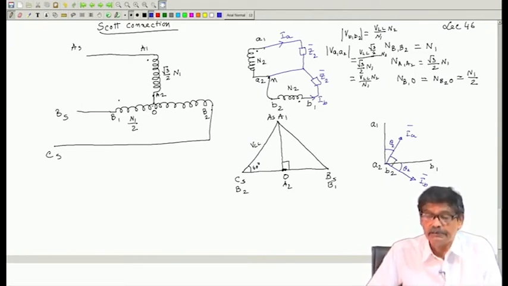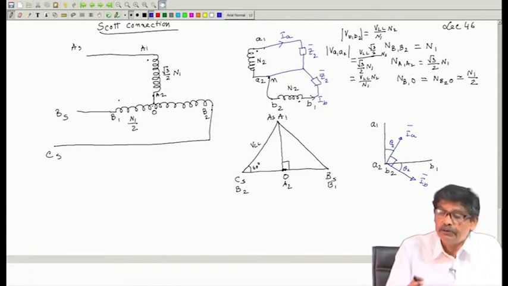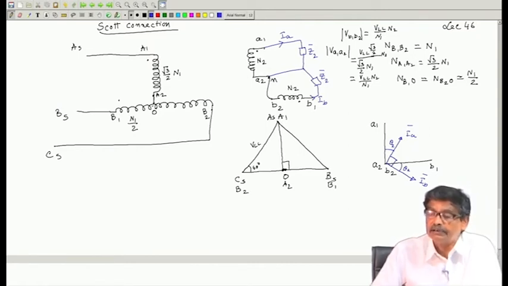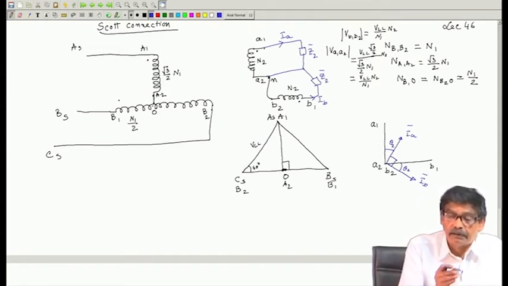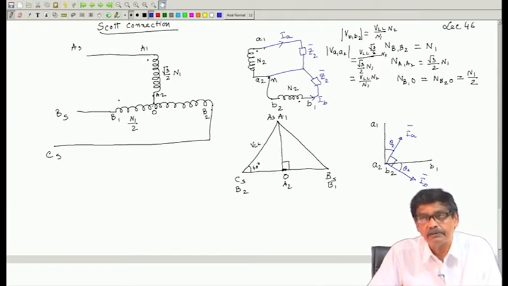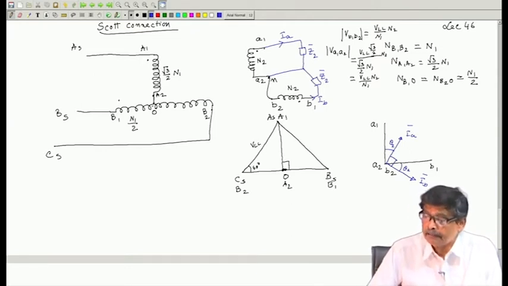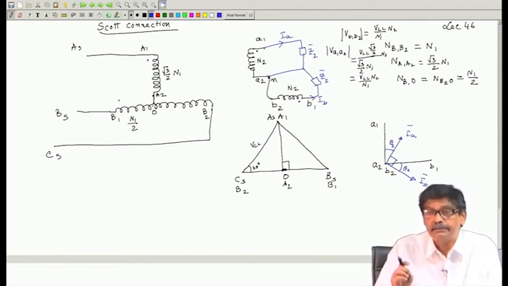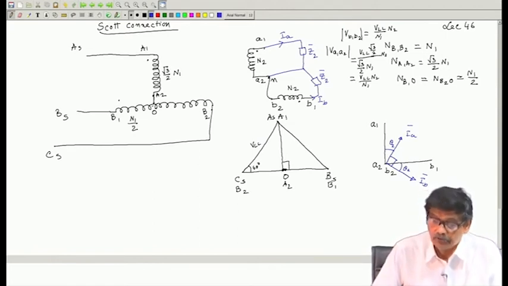Now, the question is, you have been able to transform a balanced three phase voltage to a balanced two phase voltage. Now, if I want to examine what will happen to the currents on the three phase side, will it also remain balanced or not? The answer we will soon see is yes, and how it is to be calculated.